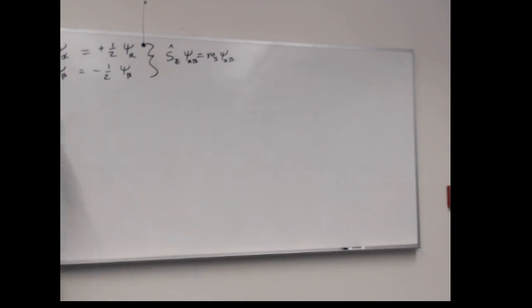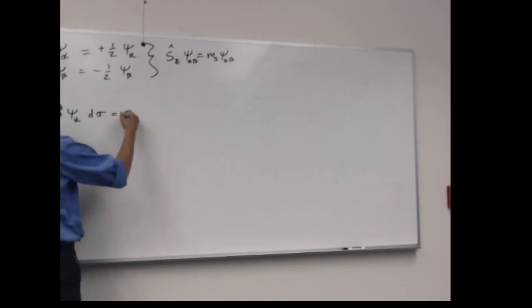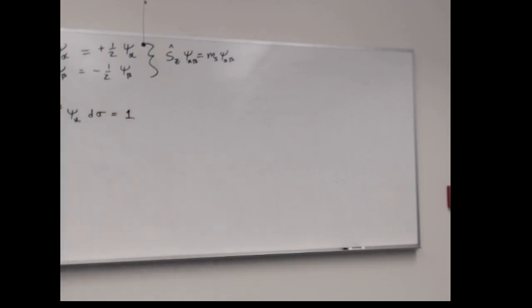The other nice thing about this is if we do the integral of psi alpha star, psi alpha, again, sigma is some made-up coordinate that we have to work with in spin space. So if we integrate over all possible spin space, it's normalized. And if we do the same thing, but we do our psi alpha, psi beta, they're orthogonal. So it's an orthonormal basis set that, again, like, why? There's no classical analogy for this.